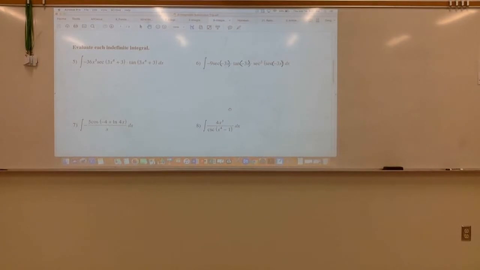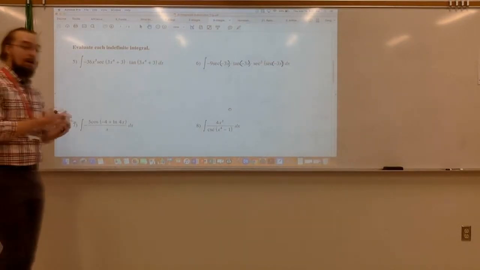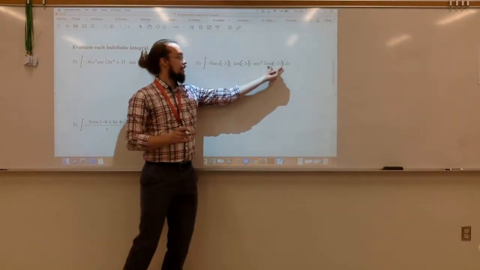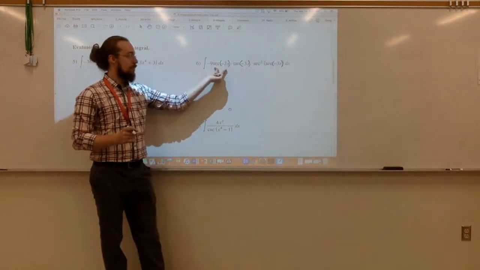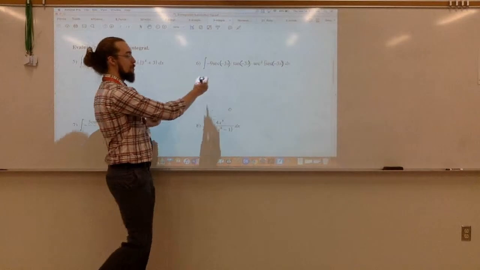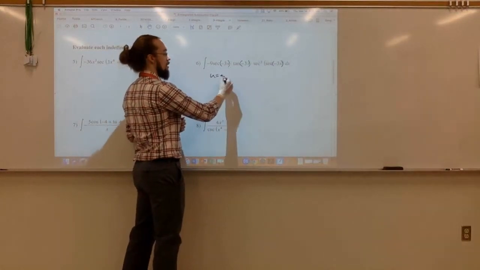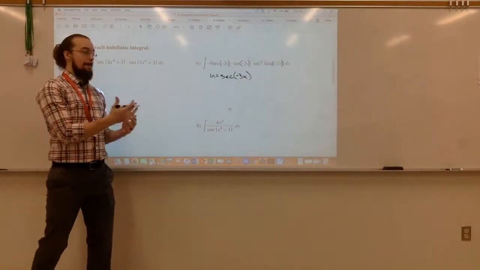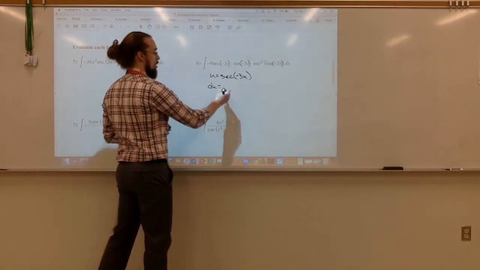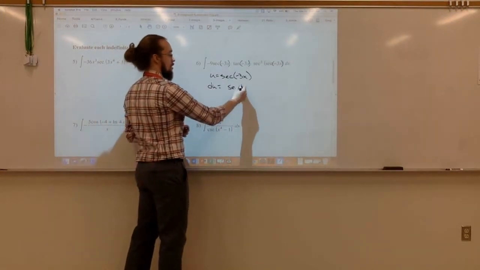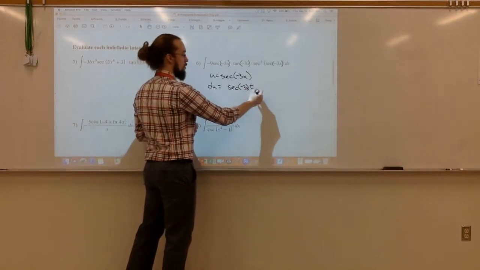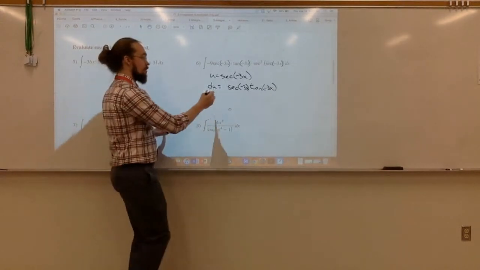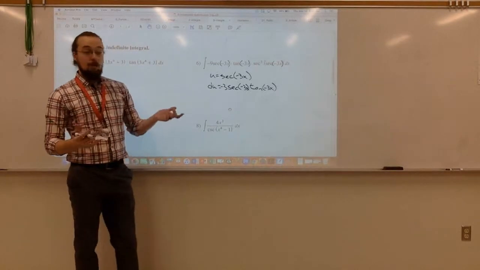So the function that I can recognize where I see a multiple of its derivative, well, if I make my u secant of negative 3x, then I've got some multiple of secant of negative 3x tangent of negative 3x. So my u here is going to be secant of negative 3x. My du then would be secant of negative 3x tangent of negative 3x times the derivative of the inside, so times negative 3. That's almost what I have here.